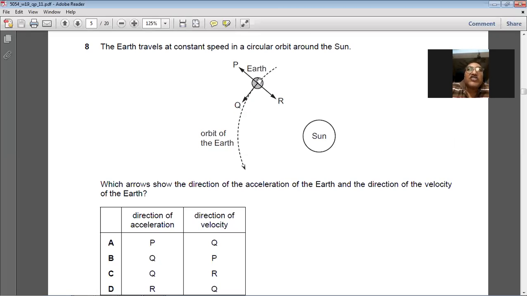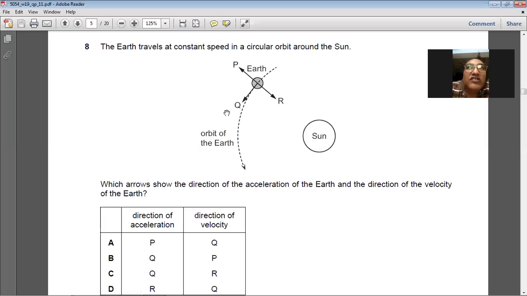The direction of the motion of the Earth and the direction of the velocity is tangential to the circle in which the Earth is moving. So Q is the direction in which the Earth is moving, and Q is also the direction of the velocity of the Earth. The question is, which arrow shows the direction of the acceleration of the Earth and the direction of the velocity of the Earth?